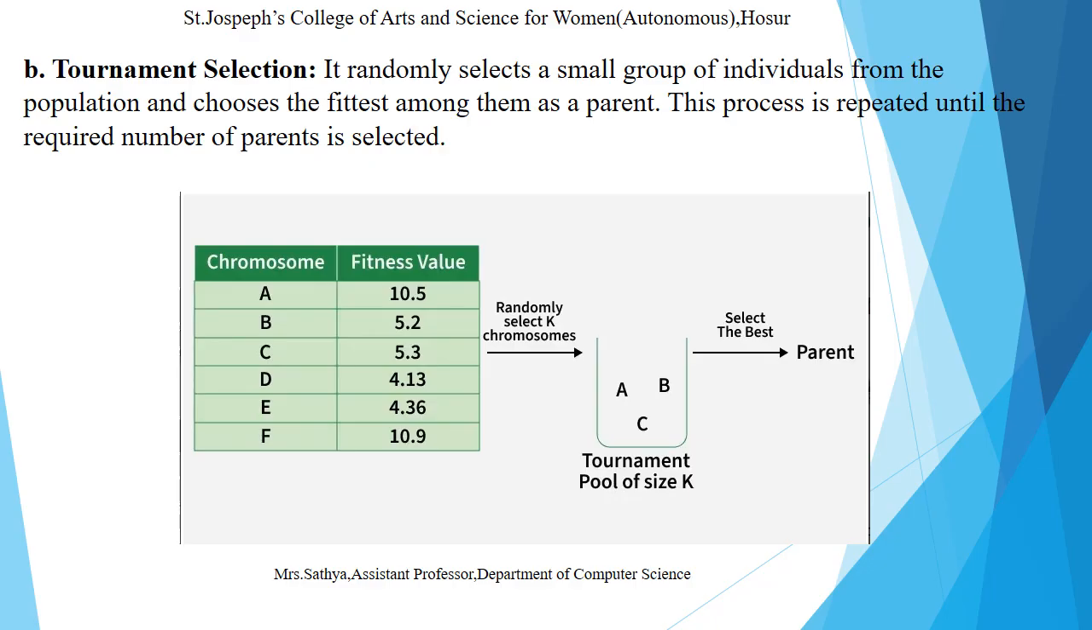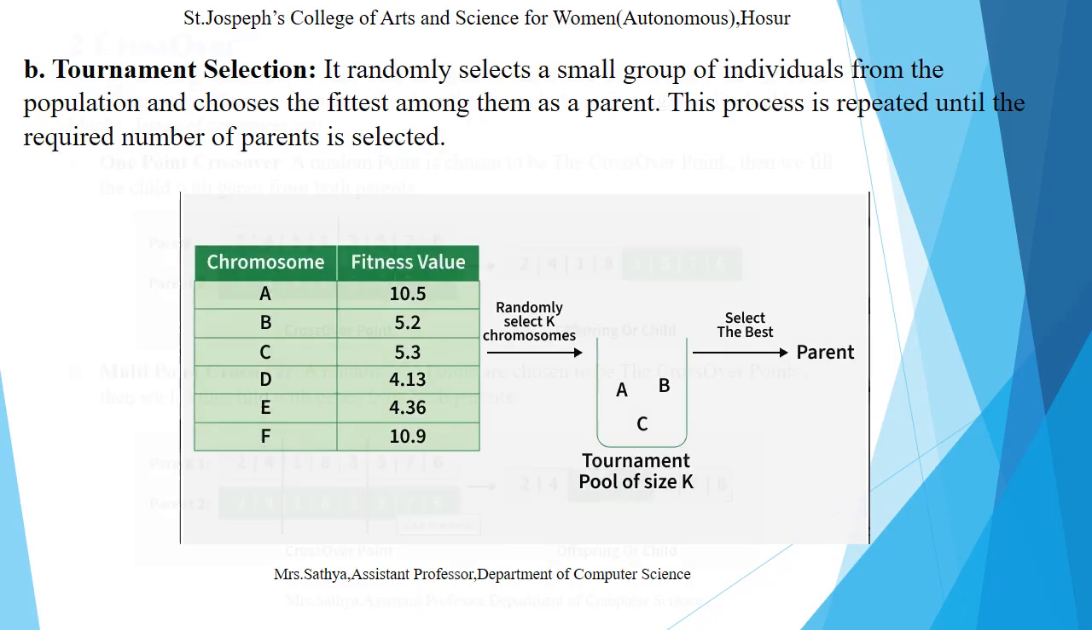Selection means choosing which one is the best for my output, the one the user really needs. So for how it will be selected, we have to choose a selection method. We have to use two methods: one is roulette wheel selection, the second one is tournament selection.